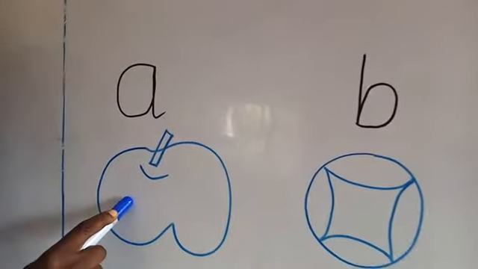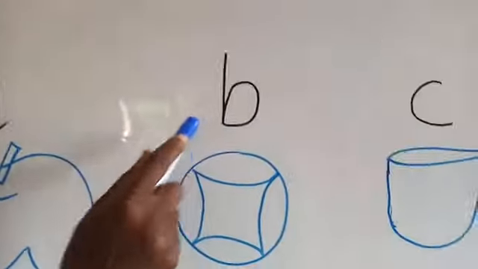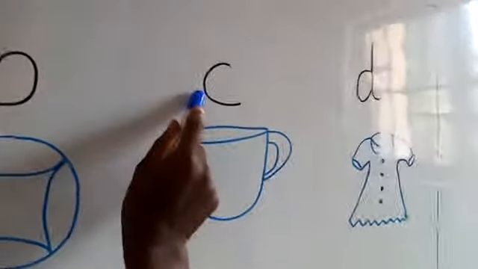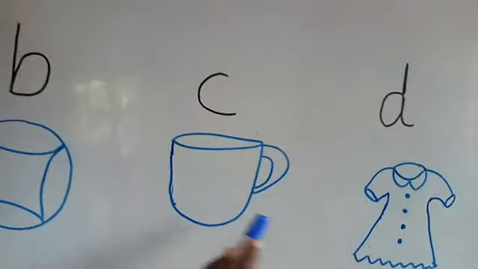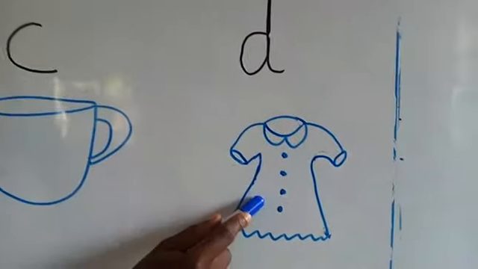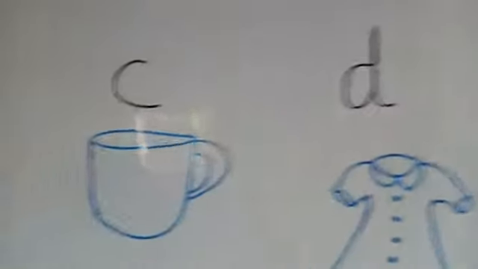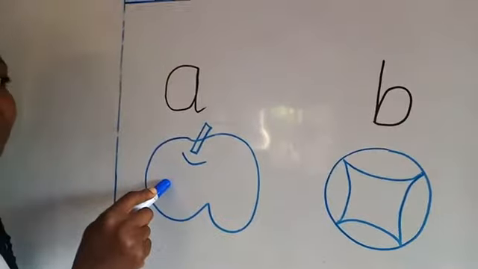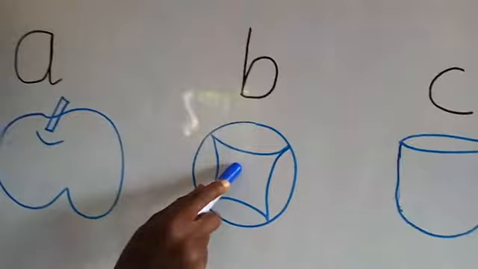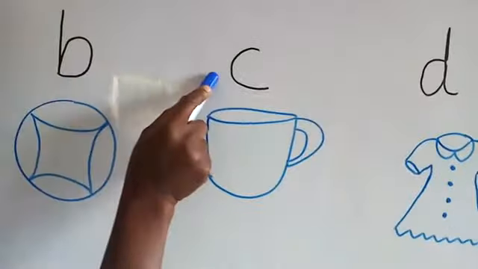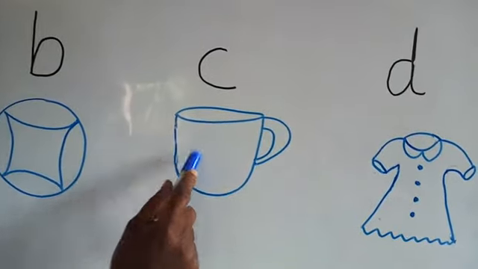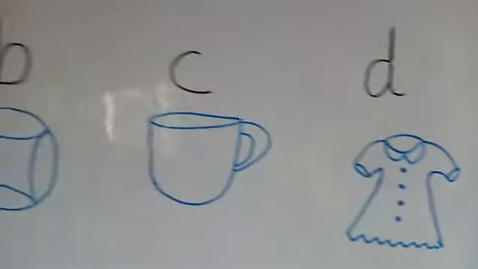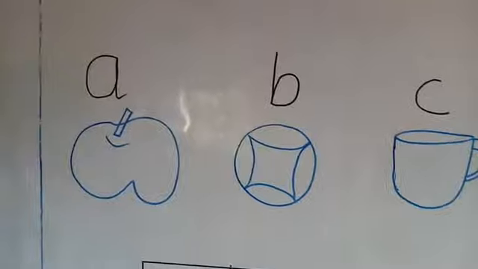Apple. Ball. Cup. Dress. Beautiful. Let's take that once again. Apple. Ball. Cup. Dress. Good. Now I'm going to point, you will sound it alone.